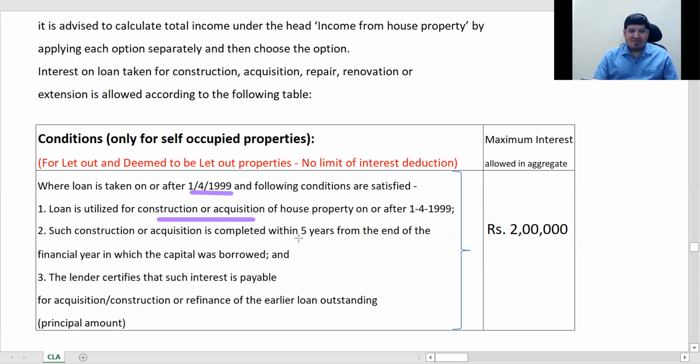Just remember it should be used for the main purpose. Okay, and 5 years. Whenever you take the loan, from the end of that previous year, within 5 years, you have to complete construction or acquisition. Okay, second is done. Third is you get a certificate from the person who has given you the loan. That's all. Okay, that's it.